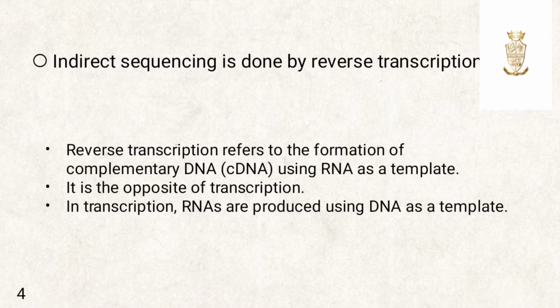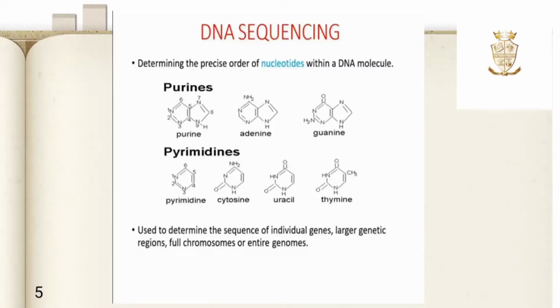But in the case of indirect sequencing, it is done via reverse transcription. Reverse transcription is a process which is the opposite of transcription. It refers to the formation of complementary DNA, that is cDNA, using RNA as a template. In the case of transcription, we produce RNA using DNA as a template.